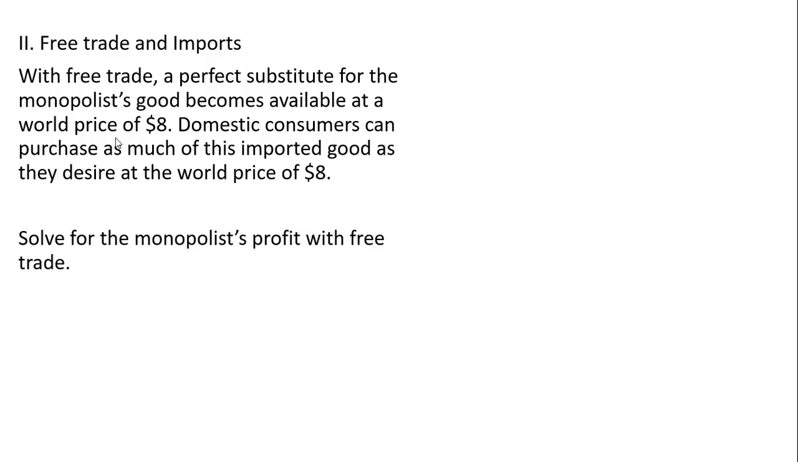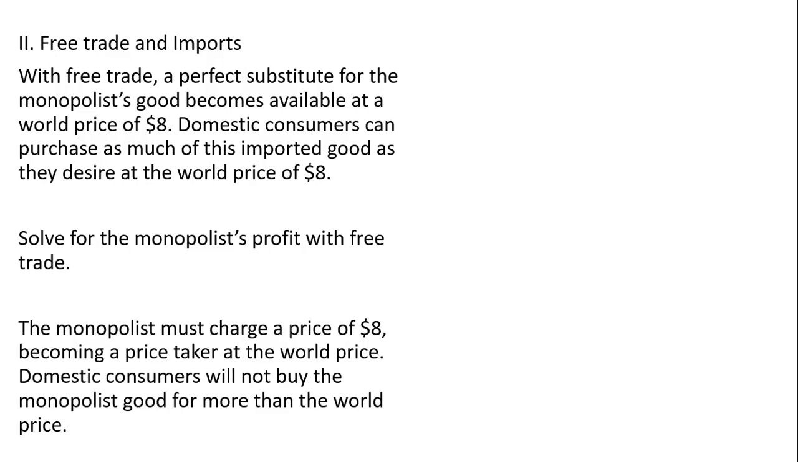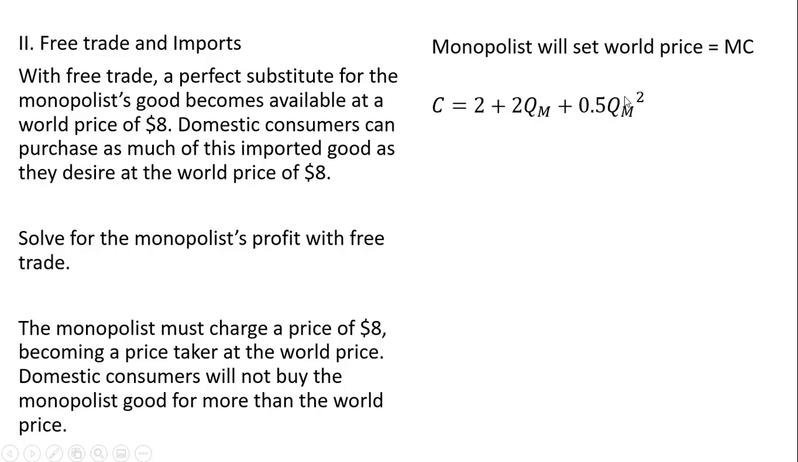We want to solve for the monopolist profit with free trade. So the monopolist must charge a price of $8, becoming a price taker at the world price. Domestic consumers will not buy the monopolist good for more than the world price. So the monopolist will again act like a price taker, almost like a perfectly competitive firm, and will set the world price equal to marginal cost.